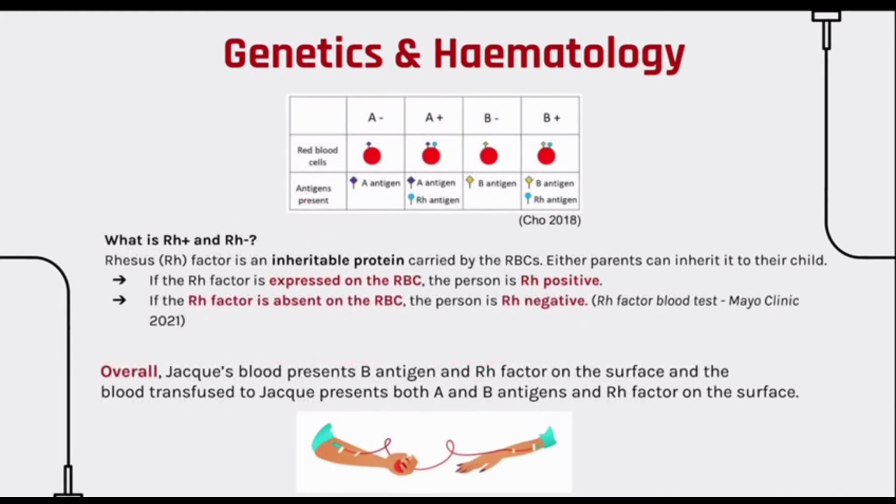What is rhesus positive and rhesus negative? Rhesus factor is an inheritable protein carried by the red blood cells. Either parent can inherit it to their child. If the Rh factor is expressed on the red blood cell, the person is Rh positive. But if the Rh factor is absent, the person is Rh negative. Overall, Jack's blood presents B antigen and Rh factor on the red blood cell. And the blood transfused to Jack presents both A and B antigens as well as the Rh factor.